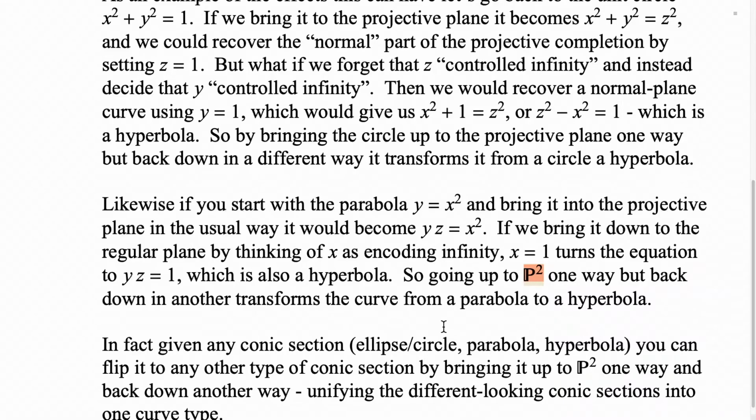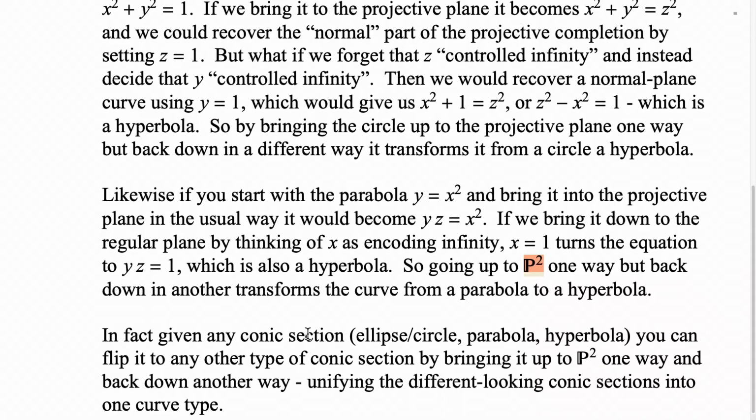In fact, if you take any conic section, either the ellipse and circle, parabola, and hyperbola, it turns out given any one of these three, you can flip it to any other of the types by bringing the curve up to the projective plane one way and bringing it back down in another specific way to get the type that you want. And that unifies those very different looking conic sections into just one type of curve.